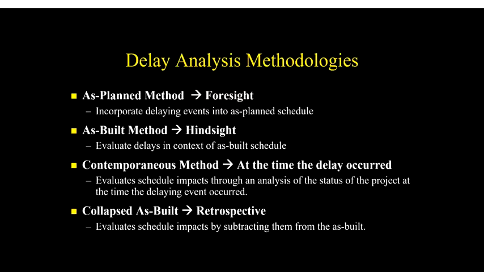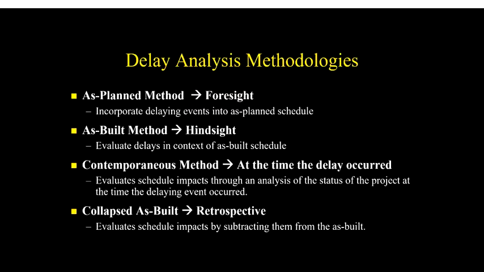This methodology, as the name implies, ignores the as-built conditions, and of course that's a significant weakness of the methodology. But it's beautiful in the sense that we have a reasonable as-plan, and we can add delays, particularly the owner-responsible delays, and forecast what would have been the impact of these delays had we known about these delays at notice to proceed.